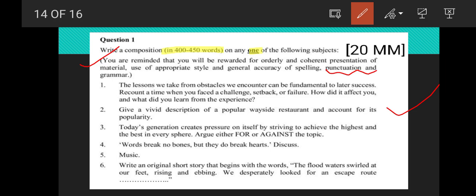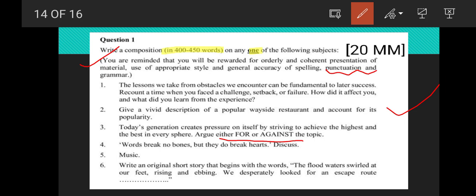Okay, third is saying: today's generation creates pressure on itself by striving to achieve the highest and the best in every sphere. Are you either for or against the topic? Either for or against a topic means either in favor or in disfavor. You have to explain. Okay.